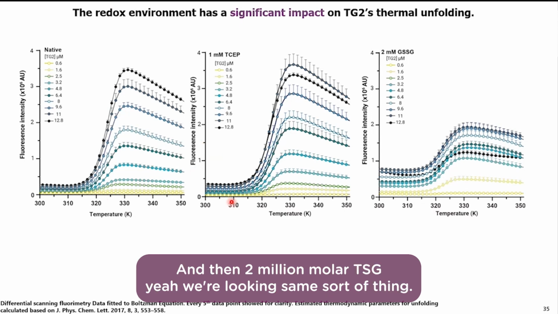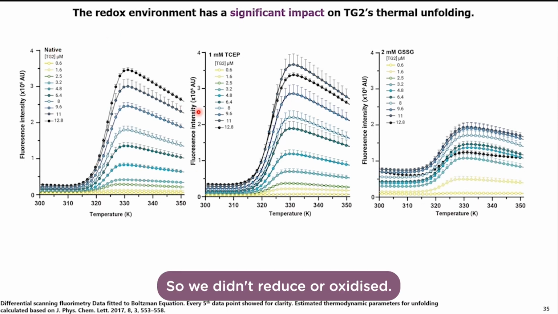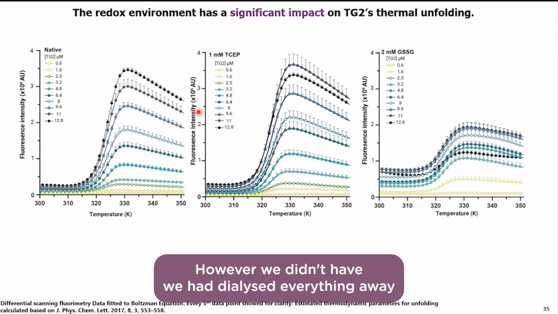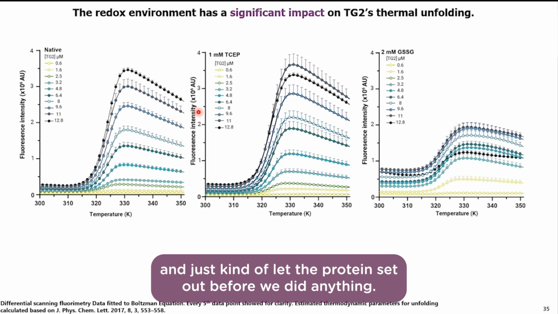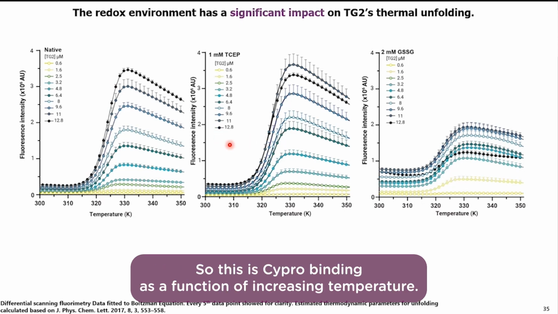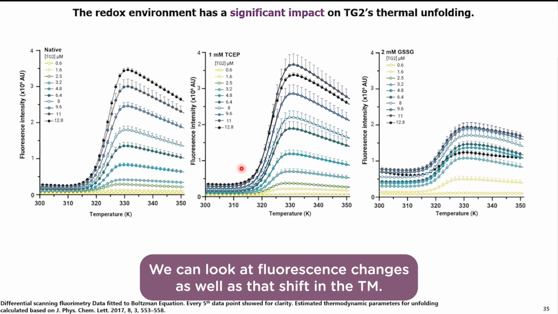And then 2 millimolar GSSG. Again, we're looking at the same sort of thing. This is just our native, so we didn't reduce or oxidize. We do purify under semi-reducing conditions. However, we had dialyzed everything away and just let the protein sit out before we did anything. Again, we can look at our DSF. So this is ciprofloxacin binding as a function of increasing temperature. We can look at fluorescence changes as well as that shift in the Tm.